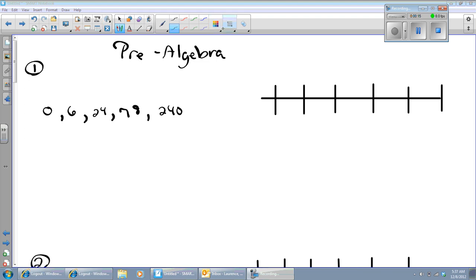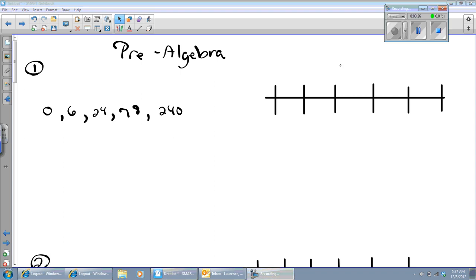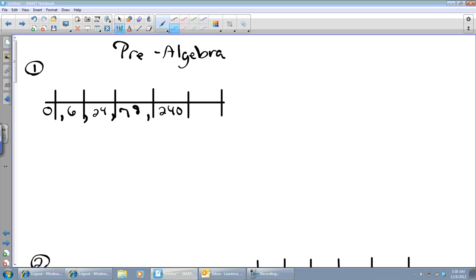Anyway, let's get right down to it. I forgot this. Whoa, what happened there? I didn't connect them. Hold on one second. I've got this table right here, and I've got to find the series 6, 24, 78, 240, and I'm going to go looking for the nth term of it. Because if I find the nth term, I can find any number I want.